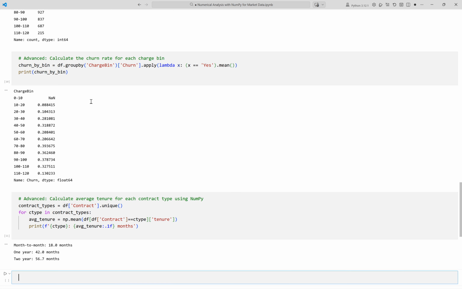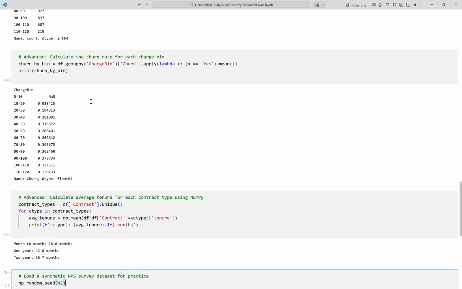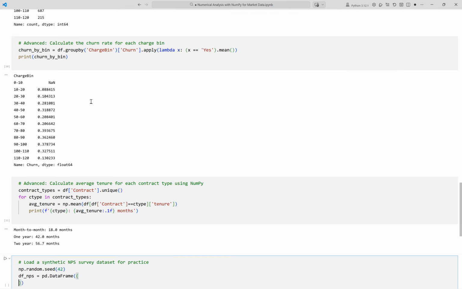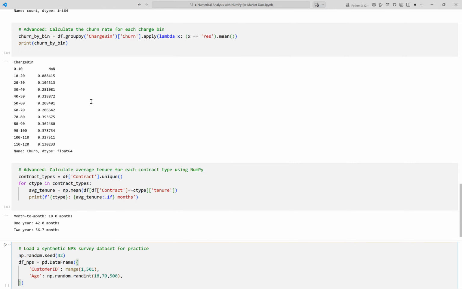Net Promoter Score (NPS) summarizes customer loyalty from a survey question. We set a seed so results are reproducible. A synthetic dataset is generated with customer IDs and ages. Each customer is assigned a random region. NPS scores are simulated as whole numbers from 0 to 10. Let us preview the first few rows to see the data structure.